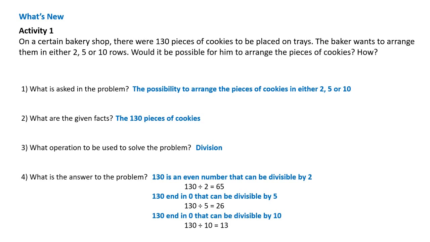The answer to the problem is the 130 pieces of cookies is an even number that can be divisible by 2, 5, and 10. So, pwedeng gawin ni baker na hatiin into 2, hatiin into 5, or into 10. Kasi, even number siya.